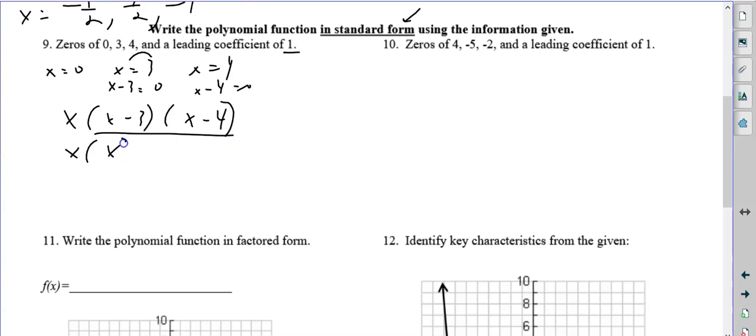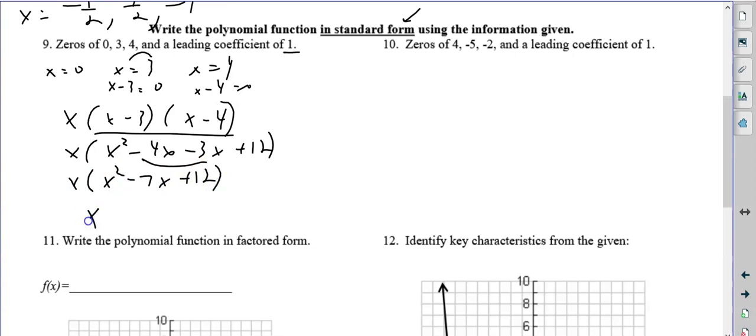So x times x is x squared. I'm going to get negative 4x, negative 3x, and plus 12. This combines to negative 7x plus 12. Then I send the x in. X cubed minus 7x squared plus 12x. And that's it. That's standard form.